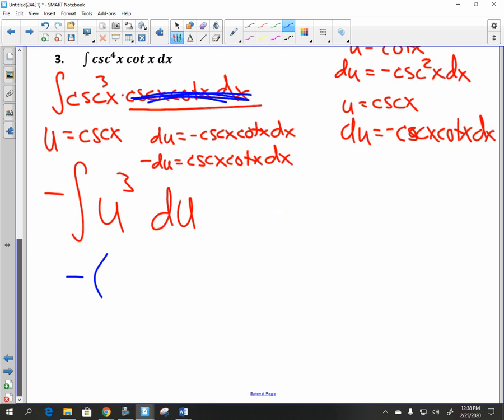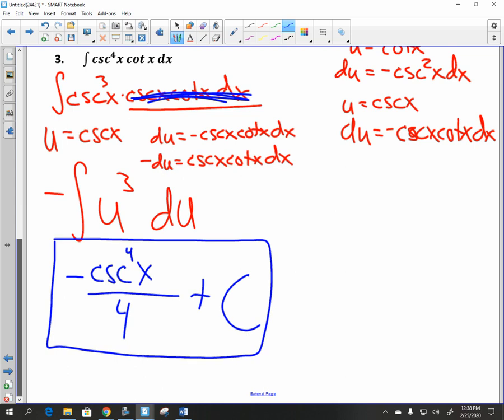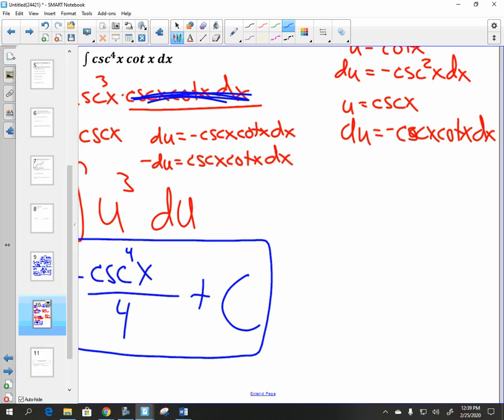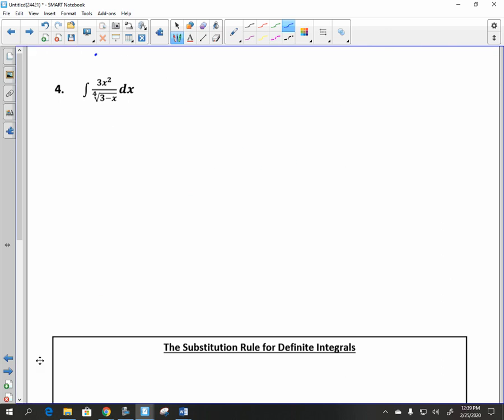Negative cosecant to the 4th of x over 4 plus a constant. And there it is. Not too bad, huh? Last one. Scared? What is u, Riker?